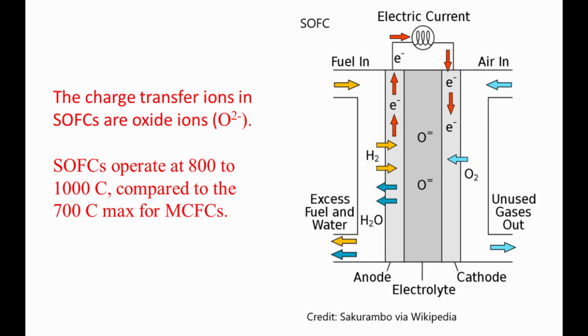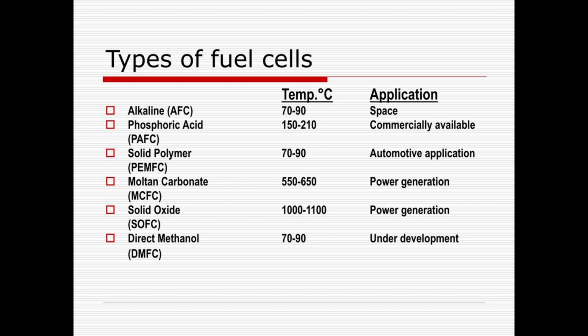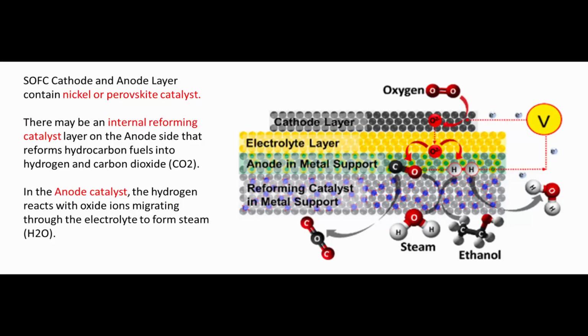SOFCs can operate at higher temperatures than molten carbonate fuel cells. MCFCs must operate at temperatures below 700 degrees Celsius due to electrolyte evaporation. SOFCs can operate at temperatures as high as 1000 degrees Celsius. SOFCs typically operate in the 800 degrees Celsius to 1000 degrees Celsius temperature range. This is a high temperature compared to PEM and phosphoric acid fuel cells that operate at 90 Celsius and 180 Celsius respectively. The high temperatures of SOFCs allow the use of non-platinum catalysts.